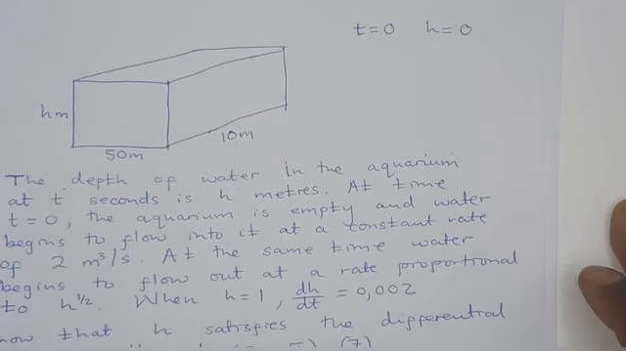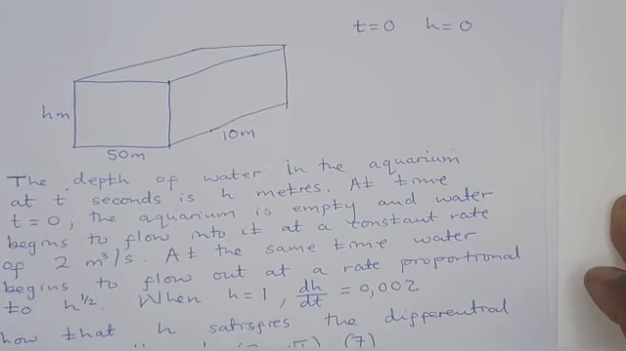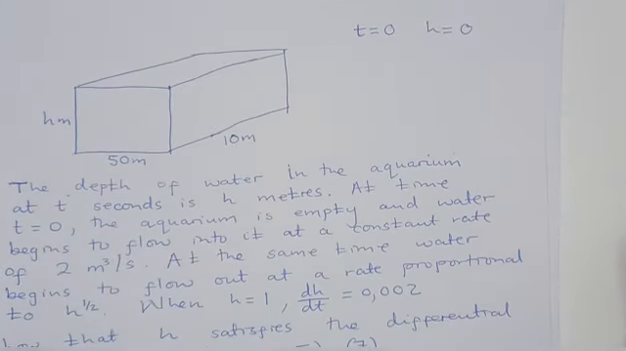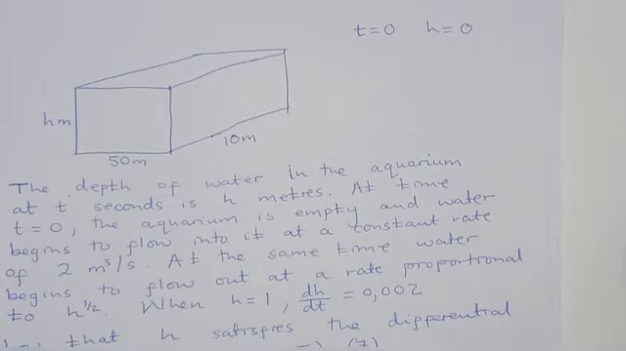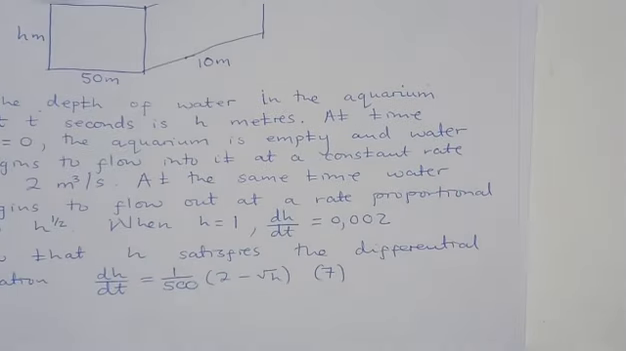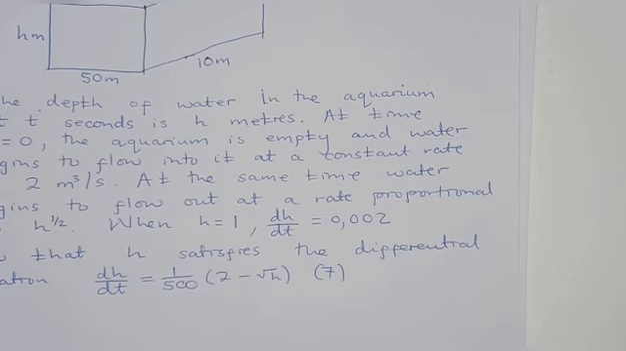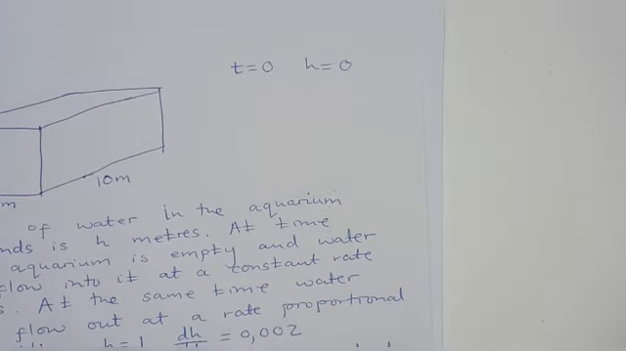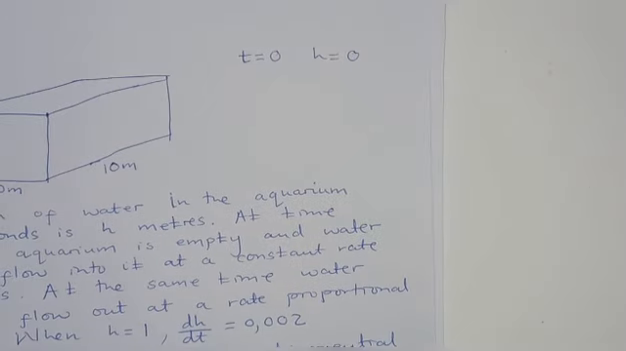Right, so in this question, we're given a cuboid with height h meters. We have 50 meters and the length of the cuboid is 10. It reads, the depth of water in the aquarium at t seconds is h meters. Panzi, at time t equals 0, the aquarium is empty. So this is an initial condition, tinoinyora panapa kuti when t is 0, h is equal to 0, right?